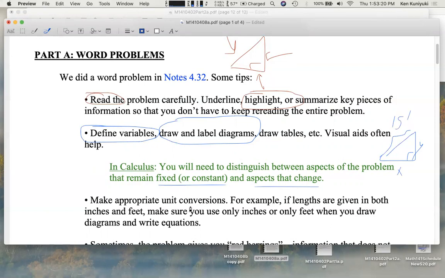Make appropriate unit conversions where appropriate. So for example, if Y here is in inches and X here is in feet, then you have to convert from one to the other. They both have to be in inches or they both have to be in feet. It's one or the other. They have to be consistent. They can both be in inches or they can both be in feet, or even some other unit, as long as you're consistent. So make sure you get to 1 unit.